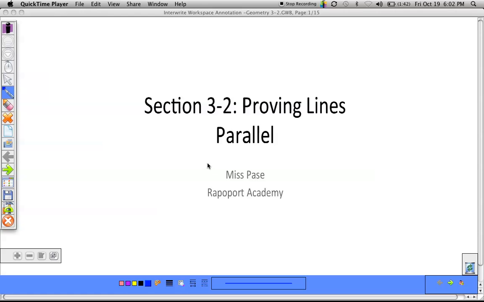Alright, today we're going to be talking about section 3-2, which is proving lines parallel. So last time we were given the information that the lines were parallel, and then we proved that two angles were congruent, that different angle pairs are either congruent or supplementary. But now we're going to be given that information and we're going to be asked to prove that the lines are parallel.